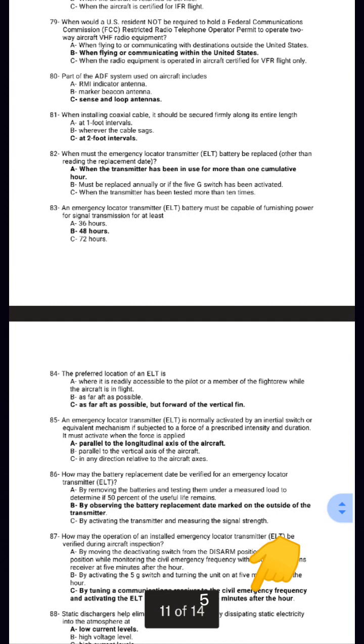So when do they want that test to be done? By tuning the receiver to the radio frequency within the first 5 minutes after the hour. It should just say first 5 minutes of the hour, but they're trying to trip you up with the words. So within 5 minutes after the hour. Just look for those keywords, because one of those can trip you up. If you put the wrong one, it's because you didn't read it right. So that's on you, Bubba. So within the first 5 minutes after the hour, you want to verify that check of the ELT.